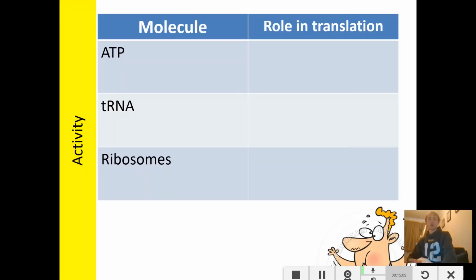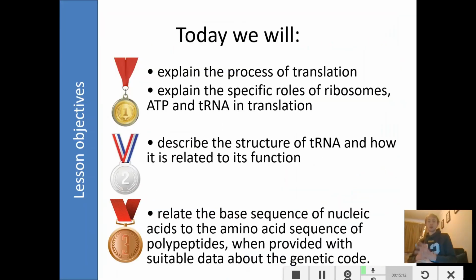Right, if I'm not wrong, then that will be the end of the video. Now, hopefully that everyone understood everything there is to understand there, but what we need to know by the end is this. You need to explain the process of translation, explain how ribosomes, ATP and tRNA work, describe the structure of tRNA, you should already be able to tell me, and relate the base sequence of nucleic acids to the amino acid sequence of polypeptides. Basically, if you're given that table, can you use it to tell me what amino acids there will be there? And I want to add on to there some looking at the words degenerate, universal, non-overlapping. If you can do all of those things, then you've got this topic sorted out.